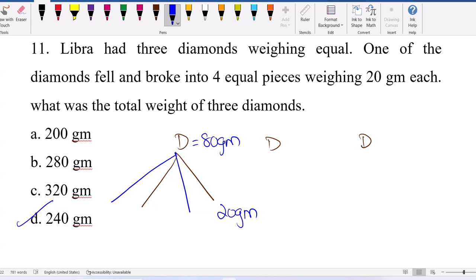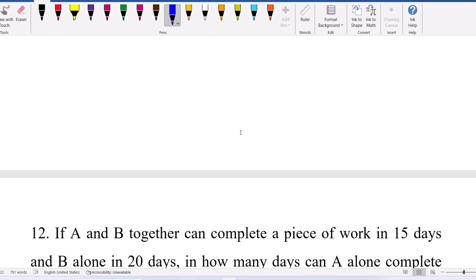Here it's straightforward. One of the diamonds fell and it's broken into 4 equal pieces, each one 20. It's straightforward. But some questions they'll give: here 1, here 2, here 3, here 4, here 2. Total 6 pieces of diamond are available in total. Likewise, they may give the questions. We have to be alert according to that.